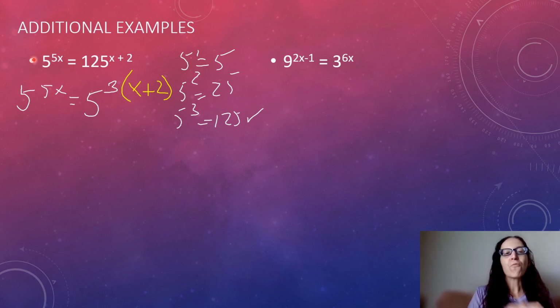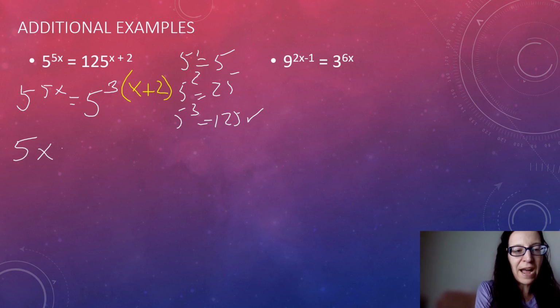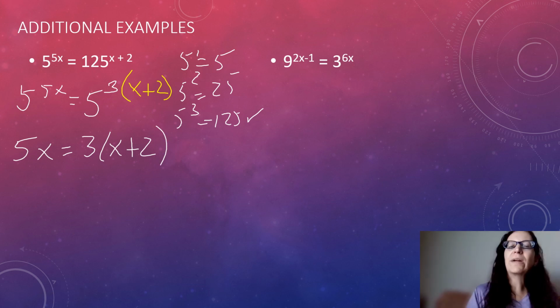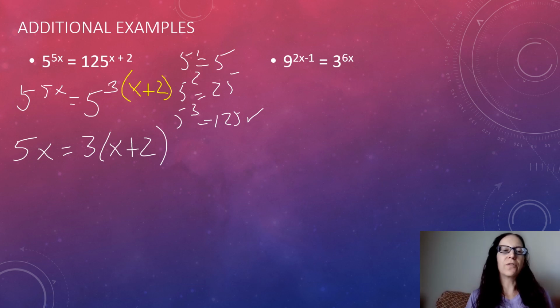Step 2, set the exponents equal. Now, try to avoid saying that the 5s cancel out. A lot of times when students say cancel out, what they're picturing in their head is division, and there's definitely no division happening there. So I want to avoid using that language for this. We're going to go ahead and set our exponents equal. So we have 5x is equal to 3 times x plus 2. And now we have a linear equation instead of an exponential equation. Step 3, solve the resulting equation.